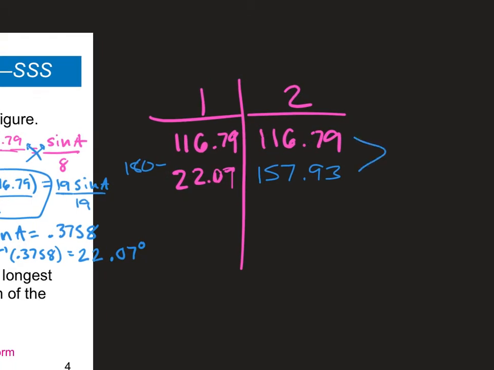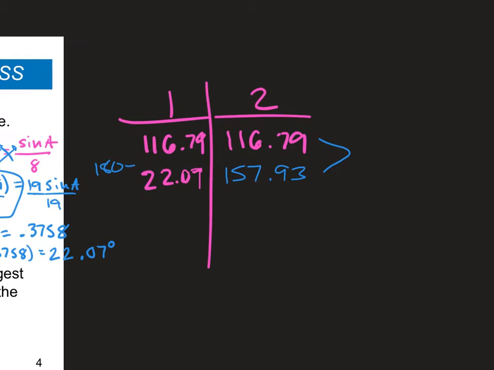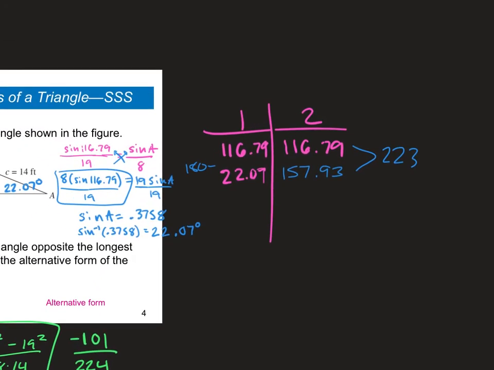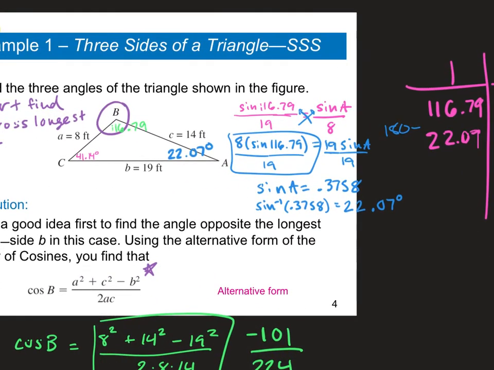Next, we need to add these two together and then subtract from 180 to find what our third angle is. So what's 116.79 plus 157.93? It's over 180. It's like 223-ish, 224. Over 180. So do we have a second triangle here? No. So no second triangle. So these are our 3 angles that we had to find.